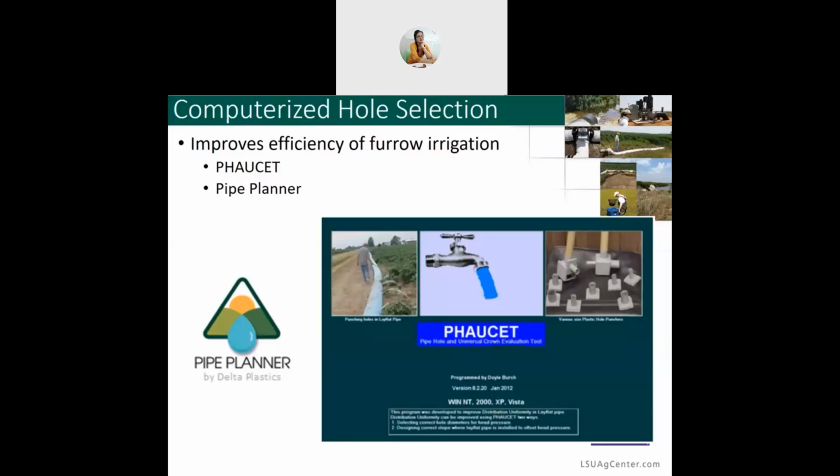So the alternative is Pipe Planner. It was developed by Delta Plastics. It's the same thing as Faucet, only it's very user-friendly for the most part. Point and click. You use Google Maps to select your field locations, your well location, and draw your pipe sets. It's going to select whether it's in the field or out of the field, and whether it should be a supply line or a line that you're going to actually punch holes in. It has a lot of cool features and it's very visual. And so Pipe Planner is basically the new standard that has replaced Faucet.